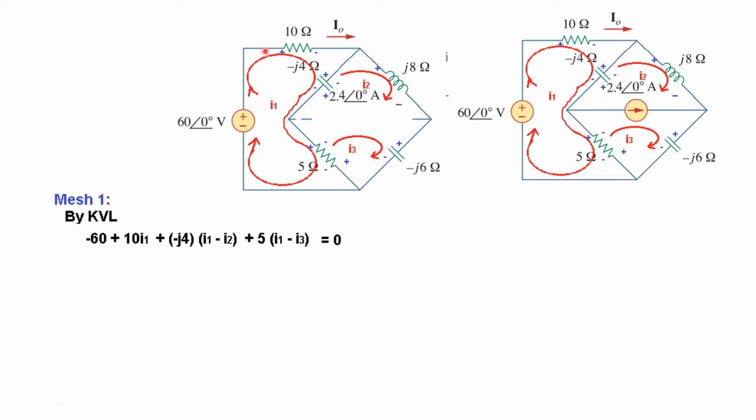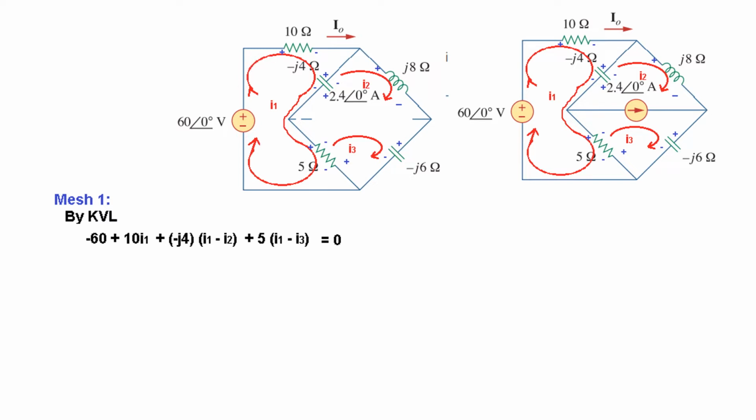Mesh 1, we write KVL, we start from here, so minus 60. And since the angle is 0, there is no point writing angle 0. Had it been any other angle, then we should have carried this forward. But 60 angle 0 is the same as 60. And we are going from here, so the minus sign first, so it will be minus 60.